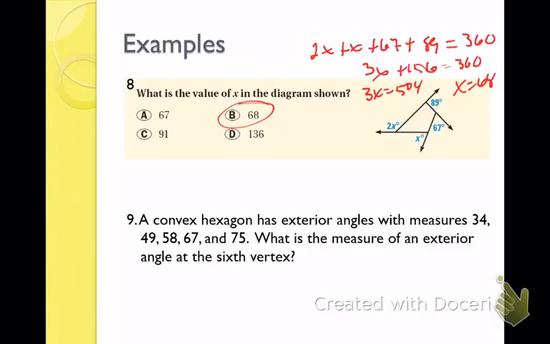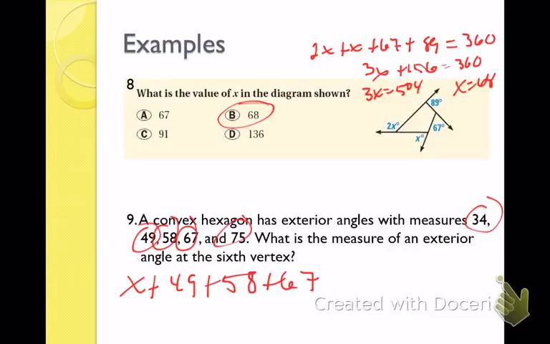Number 9, the convex hexagon has exterior angles with those measures. What's the measure of an exterior angle at the 6th vertex? So we've got 1, 2, 3, 4, 5 here. We know one more exterior angle. We need one more exterior angle for a hexagon. But we also know that they have to add up to 360. So we're just going to add these guys up. Set them equal to 360. Okay, simple enough.